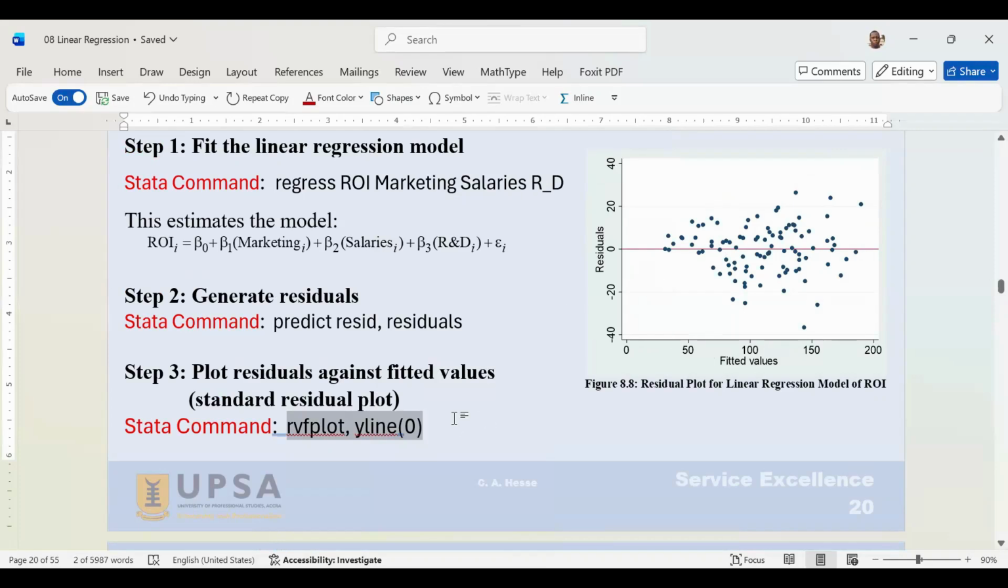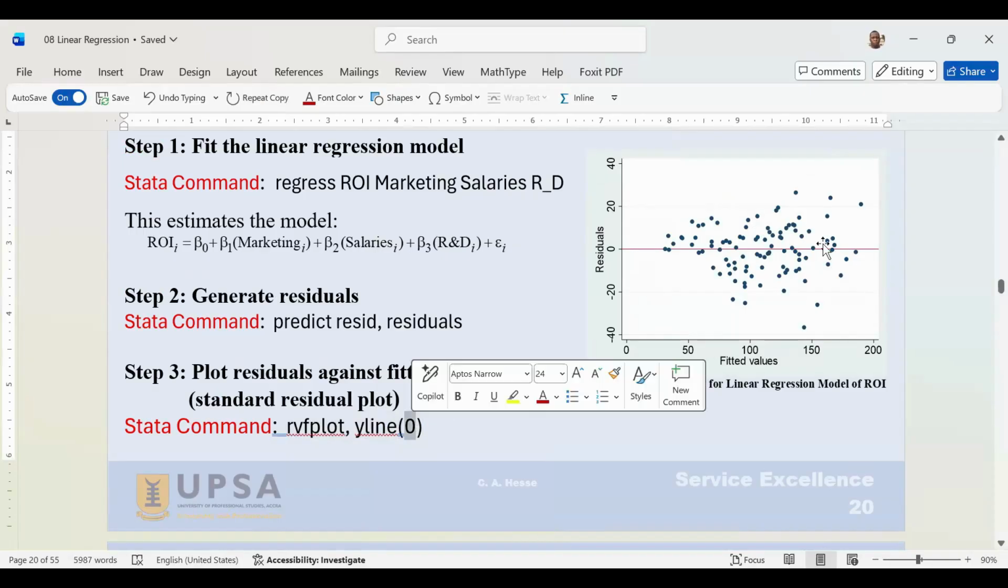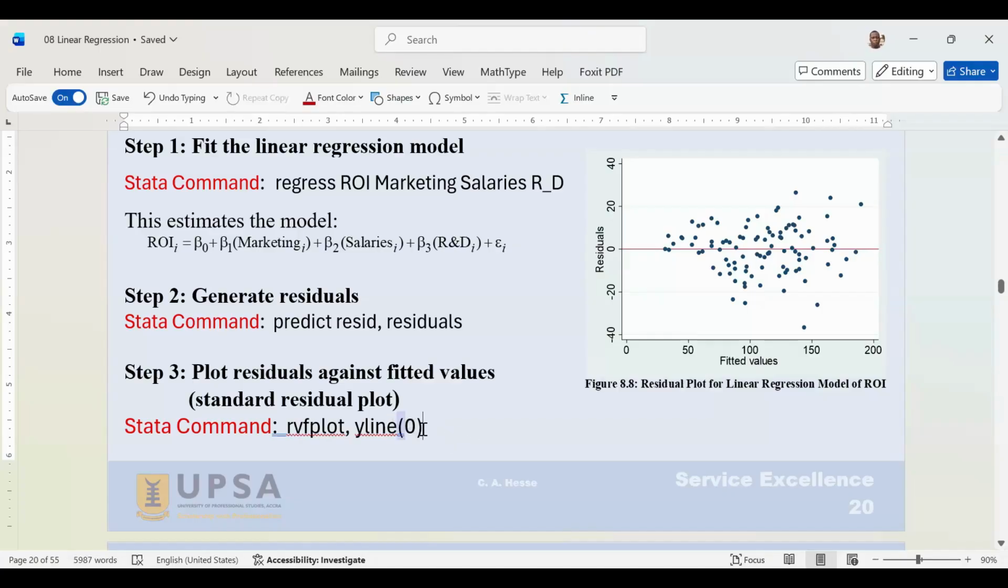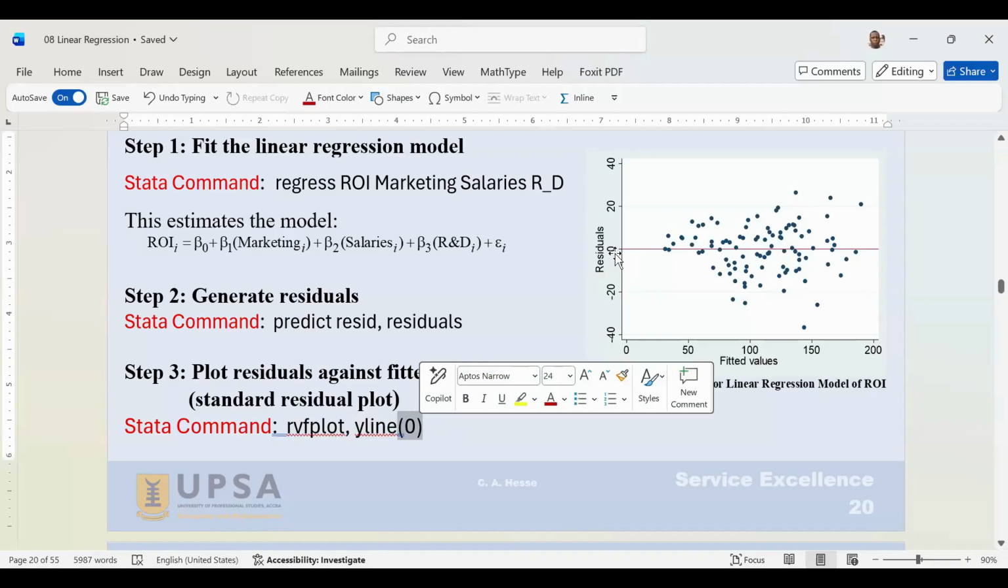The red line will come if you put this 0. You see the 0 with a bracket at the end. If I put 20 here, it will draw a red line at the 20. But usually the scatter plot should be scattered around the 0, so that's why I drew the red line. When you delete this 0 in the bracket, it will not draw the red line.